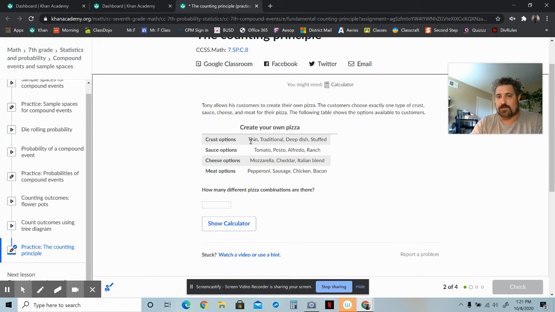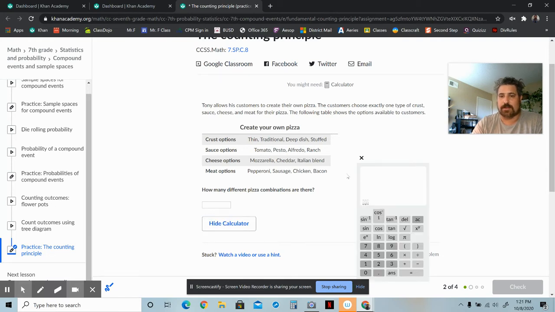Well, it looks like for the crust options, you've got these 4 choices. For the sauce options, you've got these 4 choices. For the cheese options, you've got these 3 choices. And then for the meat options, you have these 4 choices. So it's really fourths, thirds, and fourths. So you're going to multiply these all together to figure out how many total combinations there could be.